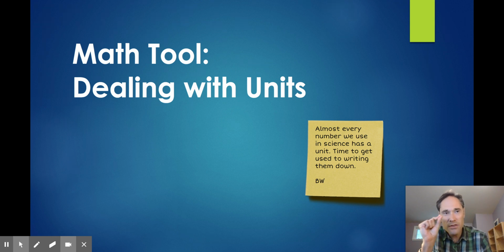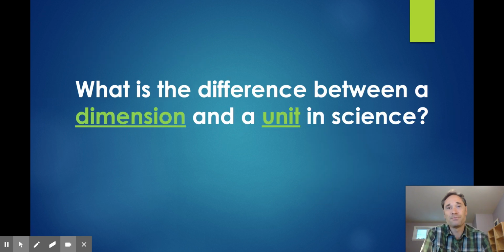So when we get used to doing physics, one of the hardest tools for students to remember is that when we're doing problems and we're working with things, we always have to write a unit down. So let's get into the practice of units as a whole. First, there are two different things that we want to talk about right now. There's one thing that's called a dimension and the other thing that's called a unit.